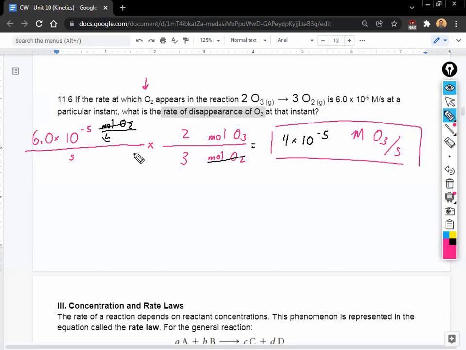Yeah. Yeah, I was actually going to mention that. Dang, you got ahead. I was going to ask a trick question. So yeah, it is disappearing. So you will have to add a negative in front of it because it's the rate of disappearance. Good catch. Yeah, sig figs. Okay.